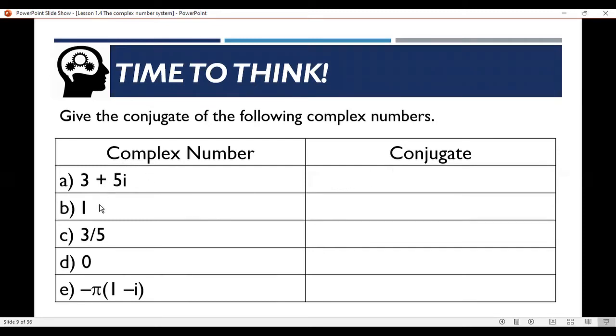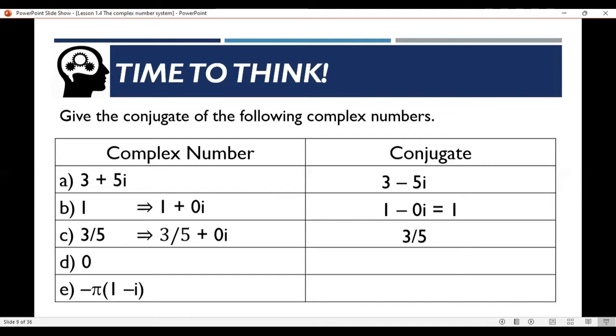Okay? So, complex number given, then what's the conjugate? Letter A, anong conjugate niya? 3 minus 5i. Yes. Letter B, anong conjugate ng 1? 1 minus 0i. Pwede rin yan. Ang 1 kasi pwede siyang maging complex number na 1 plus 0i. So, pag kinuha yung conjugate, magiging 1 minus 0i or still 1, kasi 1 minus 0i ay 1 pa rin yun. So, yung 3/5, ano ang kanyang conjugate? 3 over 5 minus 0i. 3 over 5 pa rin yung kanyang conjugate. Letter D, how about 0? Ano ang conjugate?